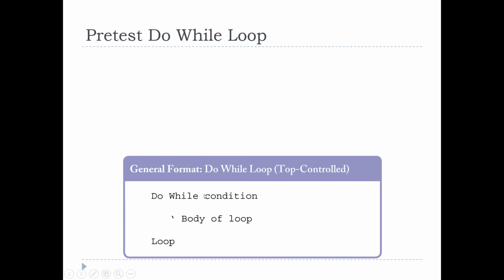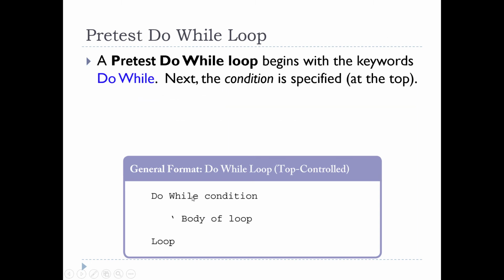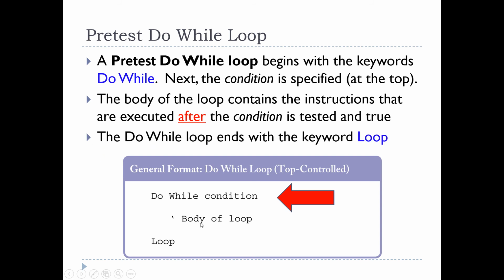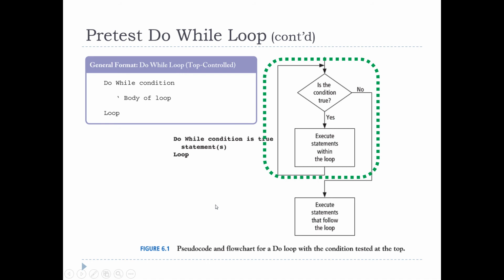So loop means it just goes back to the top here, and then does the test again, and then executes the body of the loop again if it's still true. Okay, so a pretest while begins with the keyword do while here, and then the condition followed by the body, and then of course you have the loop at the end to end that loop. Okay, so here is an example again of what we saw earlier, except now it's a do while. But if you look at the flowchart, it's the same one, right? Exactly the same as before.